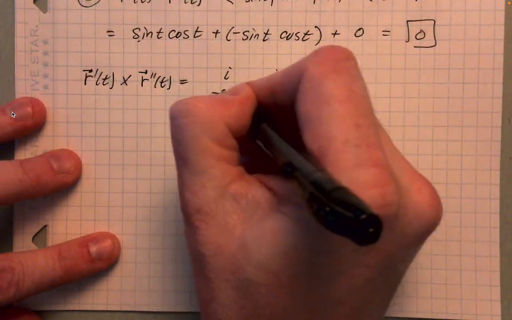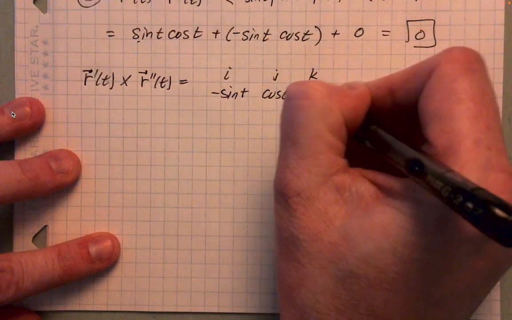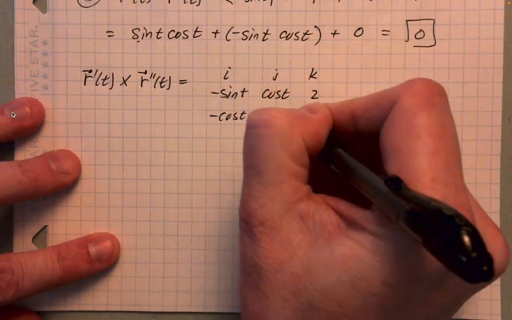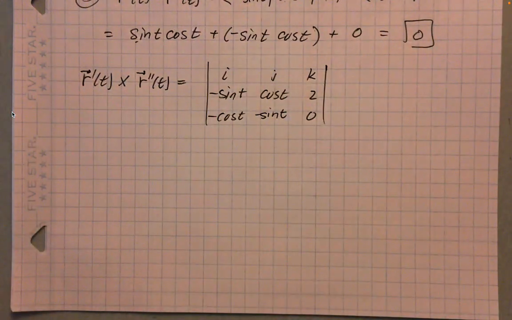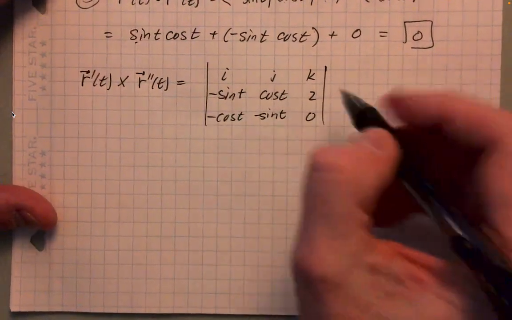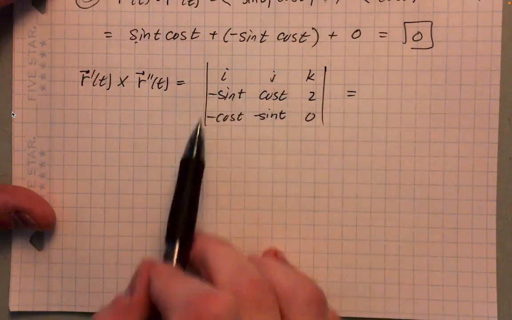So this is negative sine of t, cos t, and 2. And then negative cos t, sine t, that's negative, and 0, right? And then we need to do the cross product. Okay, and so let's write it out. Let's be real explicit.